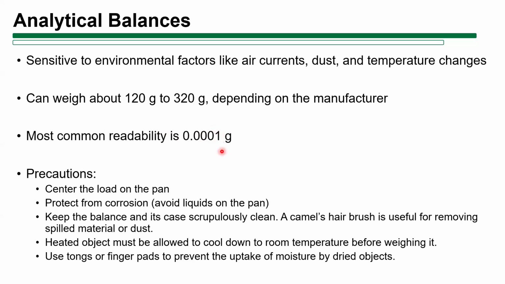Okay. So some precautions when you use analytical balances, as much as possible, the object that you will weigh must be centered on the pan. You must protect it from corrosion, so you avoid liquids on the pan. Okay, you must, as much as possible, keep the balance and the case scrupulously clean. I will be checking for that. All right, I will be deducting points if you leave the balance dirty. Okay, so usually your analytical balance has a camel's hair brush beside it for removing spilled material or dust.